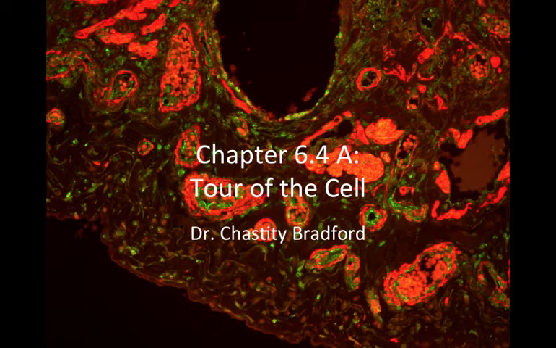And I will cover Chapter 6.4a as I continue to be your tour guide as we tour the cell. 6.4a covers the endoplasmic reticulum. It covers the smooth and rough ER, as well as vesicles.